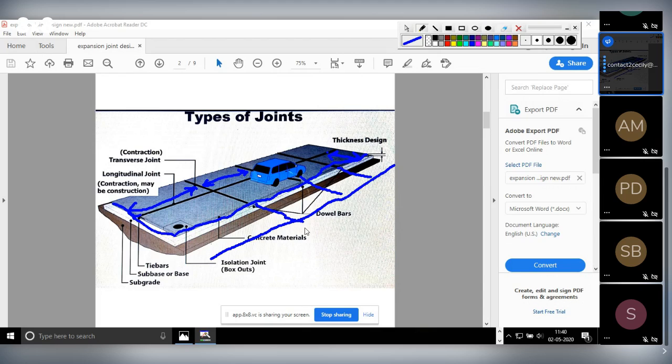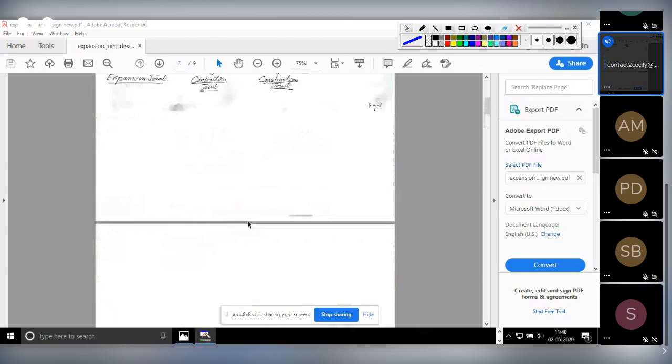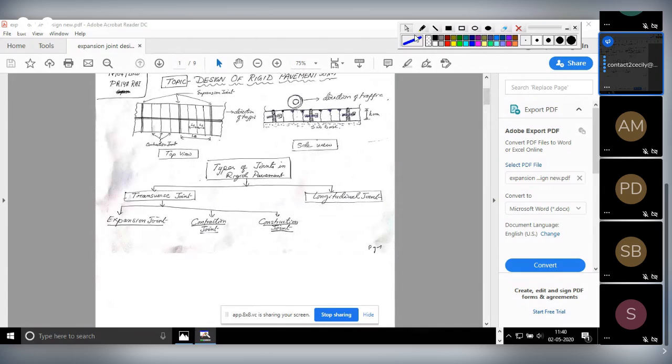So here design of any kind of joint means after how much distance one joint is away from another successive joint. So we have to design this spacing, or we can say the length of this slab also. Now there are so many types of joints. There are two types of joint: first is your transverse joint and second is longitudinal joint.